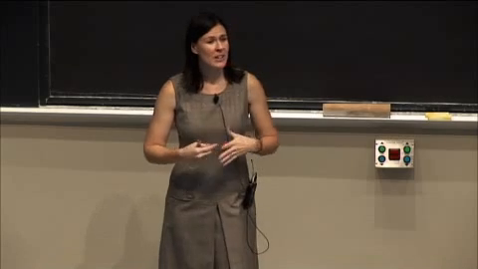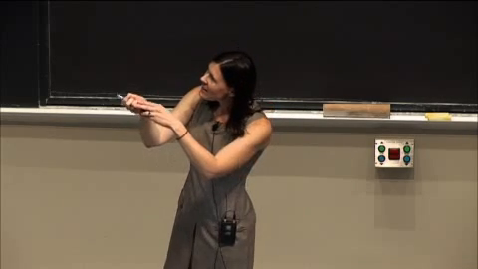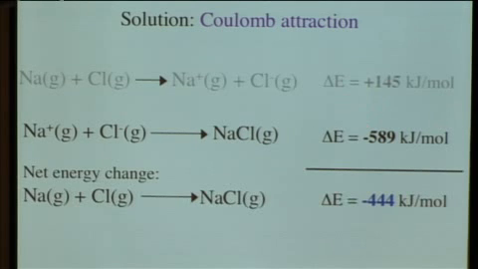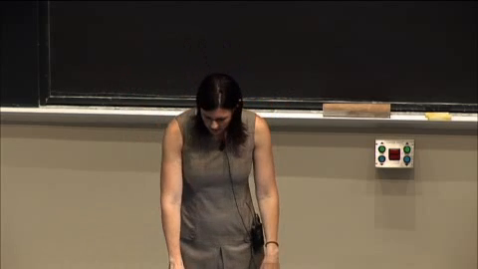So that's huge. We're giving off a lot of energy by this attraction. So if we add up the net energy for all of this process, all we need to do is add negative 589 to plus 145. So what we end up getting is the net energy change is going to be negative 444 kilojoules per mole. So you can see that, in fact, it is very favorable for neutral sodium and neutral chloride to form sodium chloride in an ionic bond.